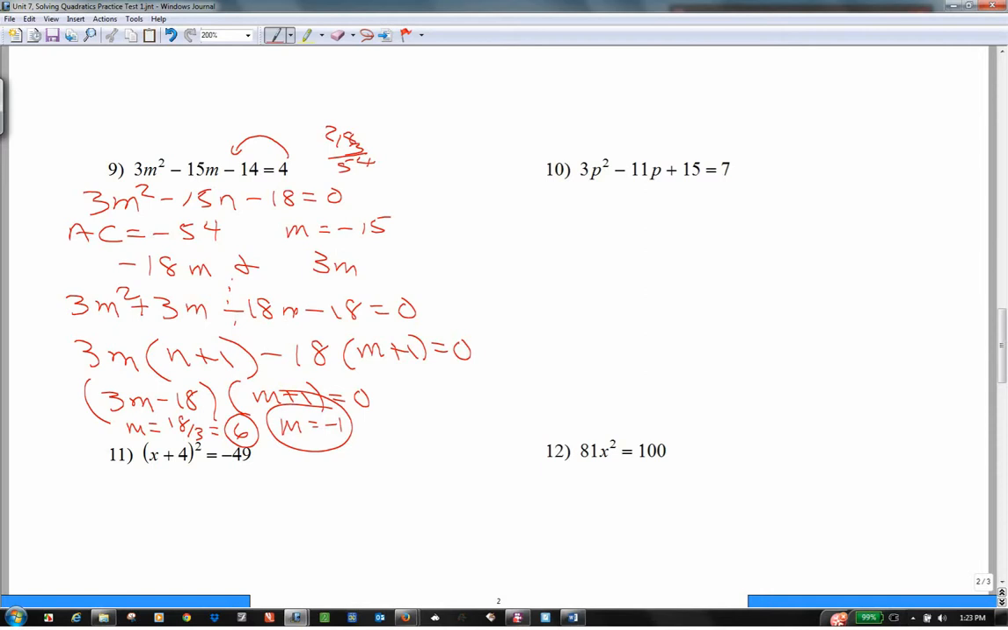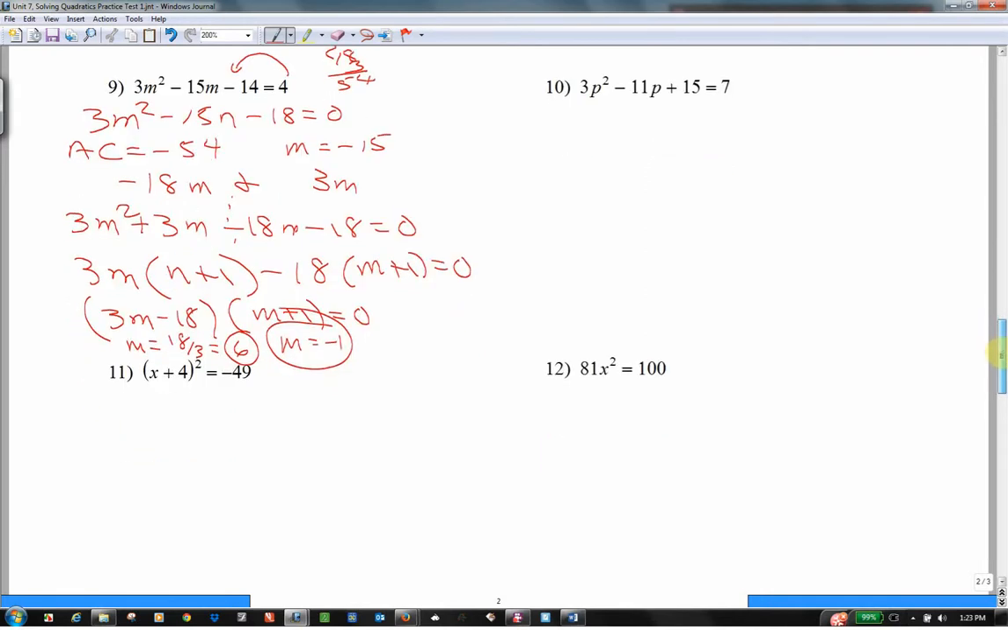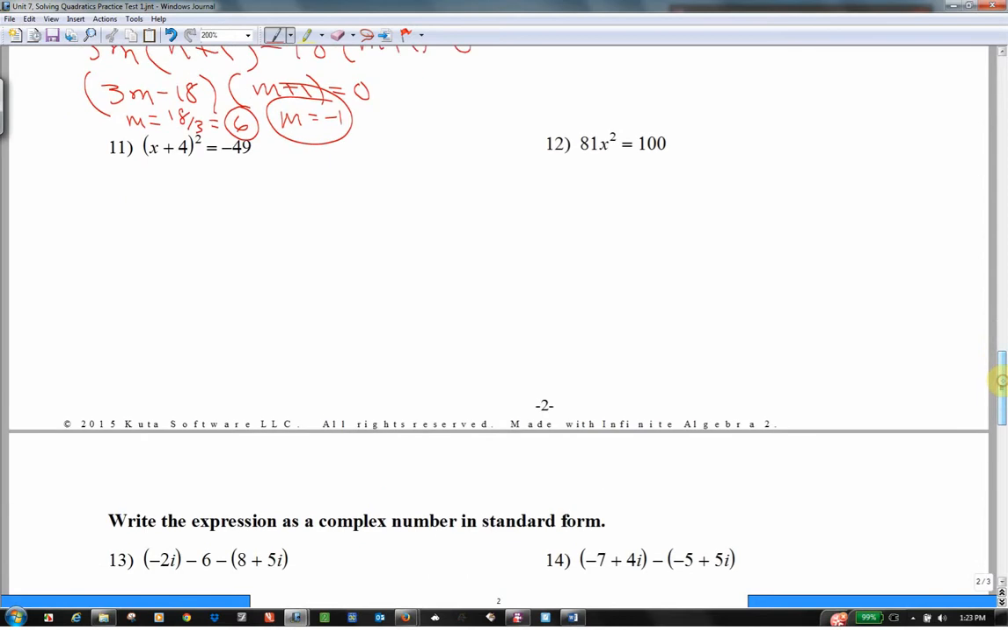Let's go work some of the others in the time that we have. Okay, 12. What I'm going to do for number 12 is go ahead and bring the 100 over. And now I'll look at it. There are two ways I could work this.